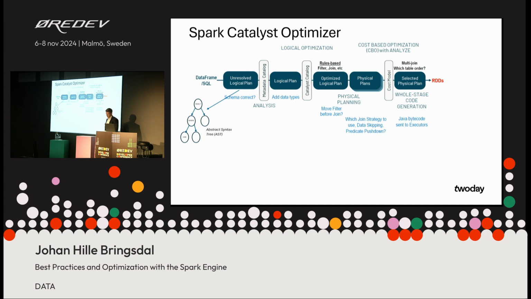So that was 2 very simple examples of how it works. Now, this is a little bit more complex. This is what's called the Spark Catalyst Optimizer, and that is essentially the brain of how Spark works.